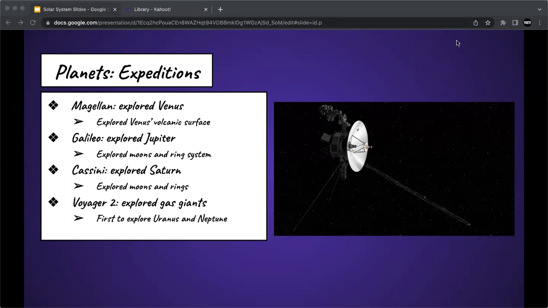And we also have Voyager 2, which explored the gas giants. It also was the first to explore Uranus and Neptune. And yeah, it also explored further than the sun's heliosphere, which is basically the sun's magnetic field. So it went past that. And yeah, on the right, it's Voyager 2.